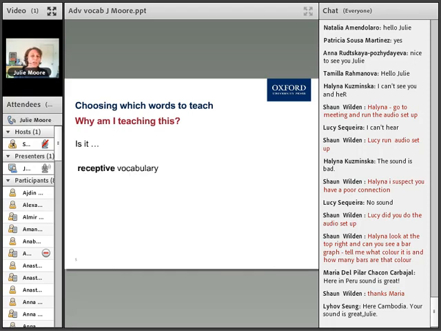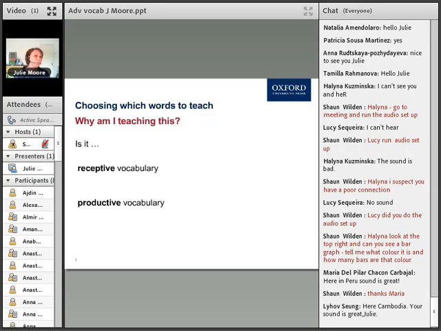And I realized that we need to be a little bit more principled. We need to have a rationale for which words we choose to teach, to focus on, and how we go about teaching. So I think the first question we need to ask ourselves as teachers when we're approaching vocabulary, or anything to be that honest, is why am I teaching this? What's my rationale? What's my reason for focusing on this in class? And when we're looking at vocabulary, I think there's two important questions that we need to ask. Is it receptive vocabulary?